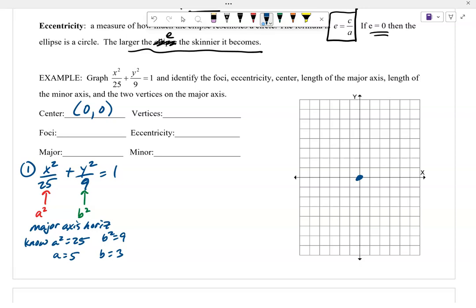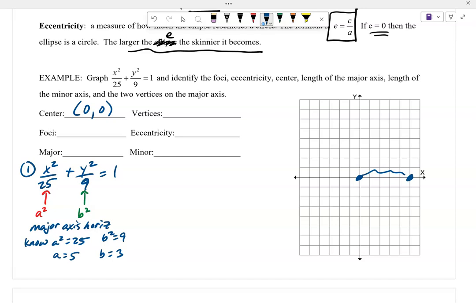The major axis is horizontal, so I'm going to go to the right 5. A is 5, right? So I've got to go out 5: 1, 2, 3, 4, 5. I'm going to put a point. There's my vertex. There's one of my vertices.